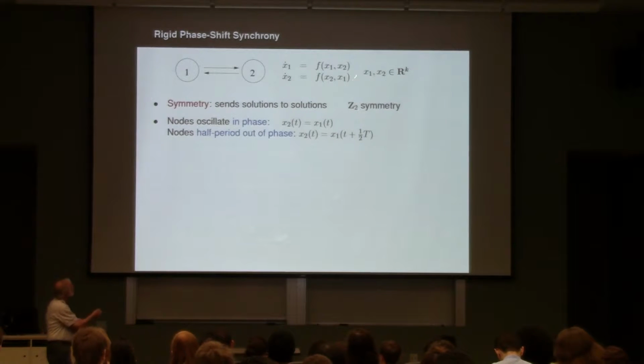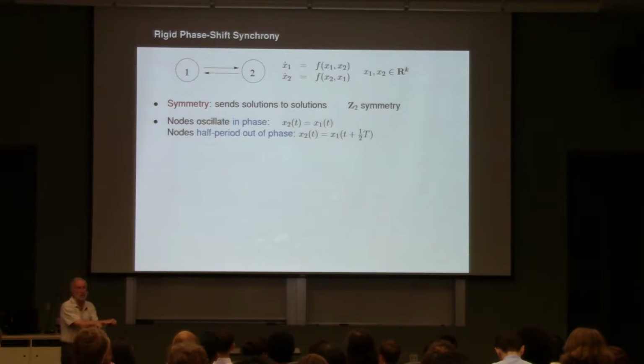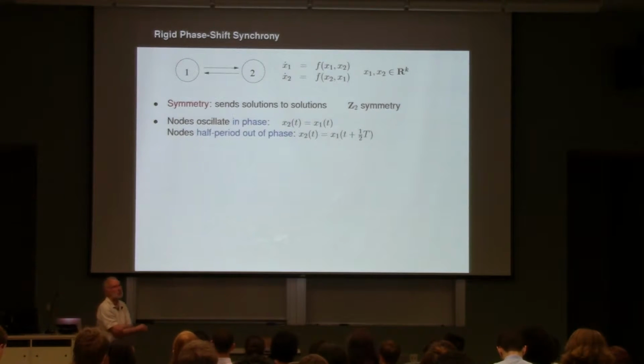Well, it's not surprising that when you look at this, there's a symmetry. If I have a solution, x1 of t, x2 of t, and I swap coordinates, x2 of t, x1 of t, that's also going to be a solution to this system. So a symmetry of a differential equation is something that takes solutions to solutions, by definition. And this swap is such a symmetry.